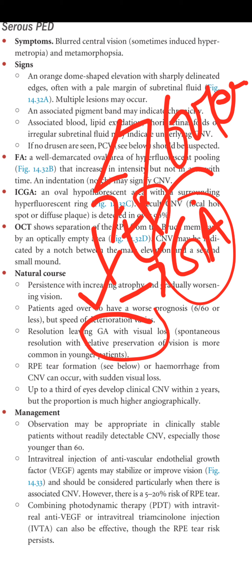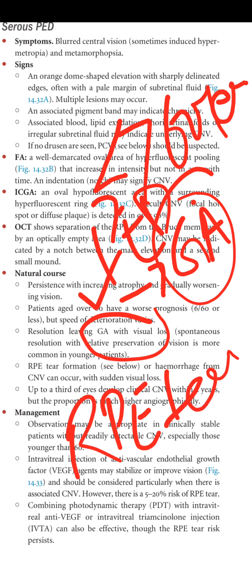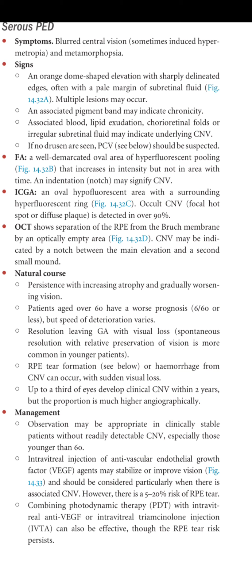RPE tear formation or hemorrhage from the CNV can occur with sudden visual loss. So an RPE tear can also occur due to pigment epithelial detachment. CNV can also occur. Up to a third of the eyes develop clinical CNV within 2 years, but the proportion is much higher in geographic atrophy.